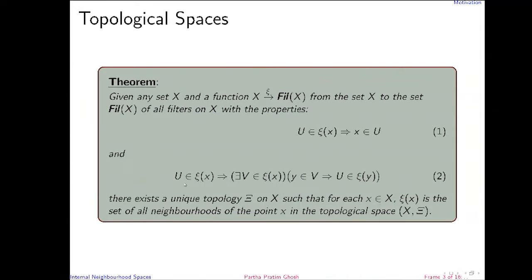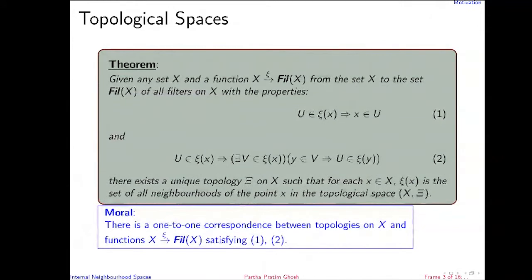And the second condition is, if U is a neighborhood of X, then there exists another neighborhood such that for every point in that neighborhood, U is also a neighborhood of that point. Once we have a filter satisfying for each point these two conditions, one can get a unique topology, and the topology is actually generated by such. So there is a one-to-one correspondence between topologies on X and such functions. But this second condition is the more intriguing one, which one needs to look into.